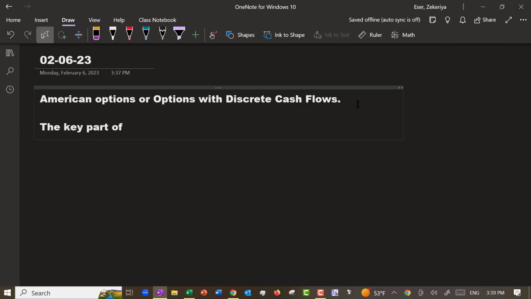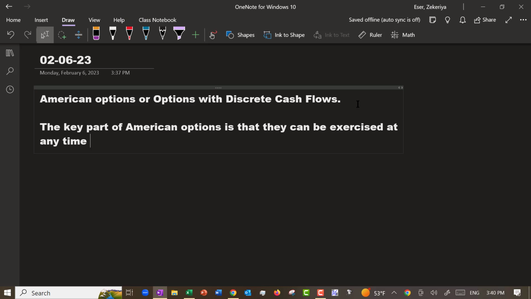The key part of American options is that they can be exercised at any time at or before expiration. All stock options in the United States are American type. Typically, you don't find European type options unless it's a customized derivative with an investment bank.